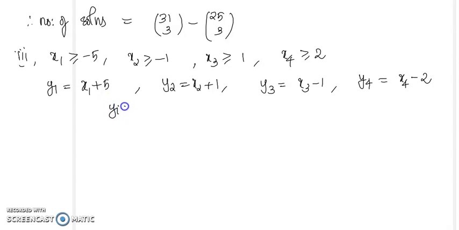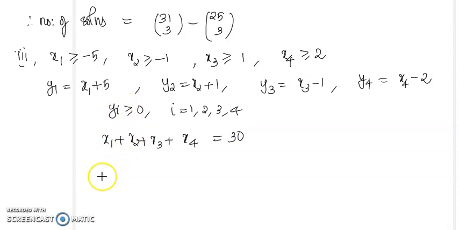So we have yi greater than or equal to 0 for i equal to 1, 2, 3, 4, and we have the equation x1 plus x2 plus x3 plus x4 equal to 30.